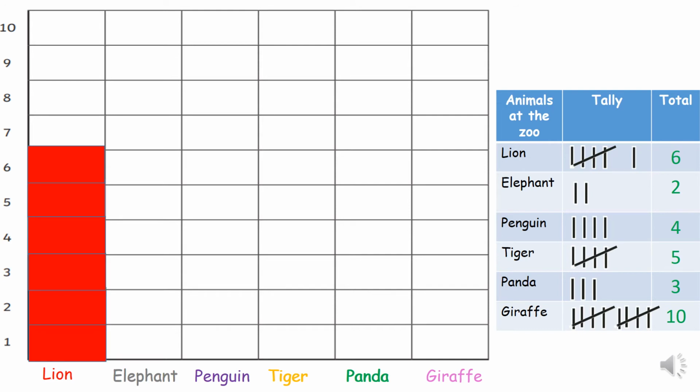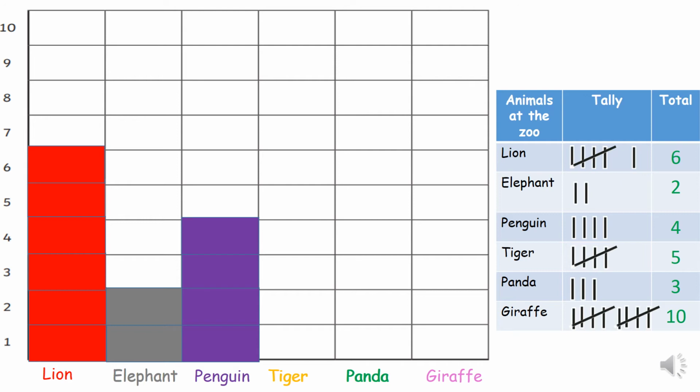Let's move on to the elephant. How many elephants did we see? 2. This means that we draw 2 squares. 1, 2. Let's move on to the penguin. How many penguins did we see? We saw 4, so that means 4 squares, and it's helpful if I colour them because it's easy to compare. 1, 2, 3, 4. 4 penguins.